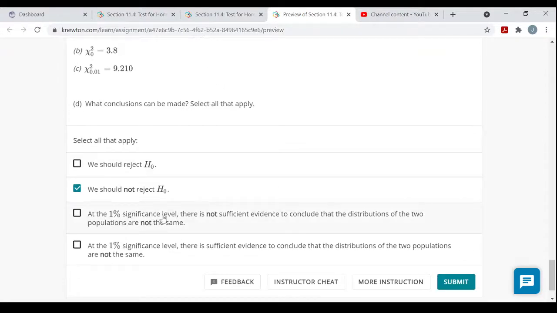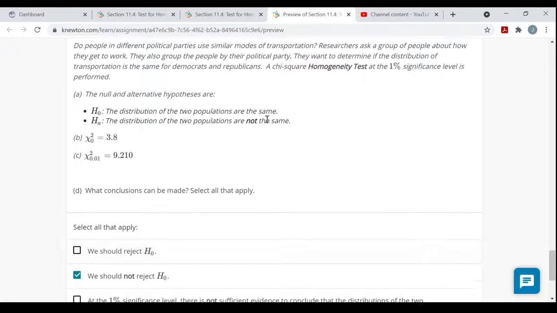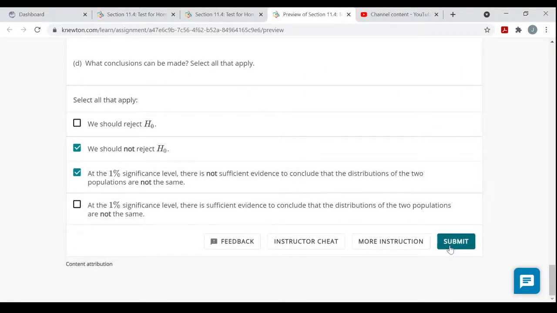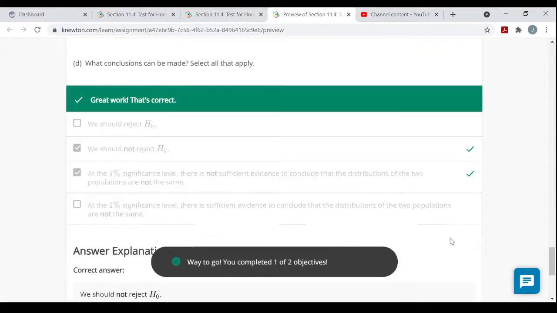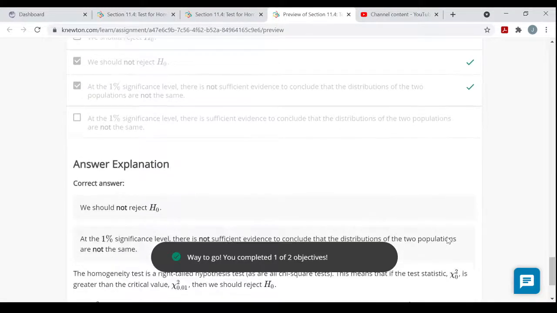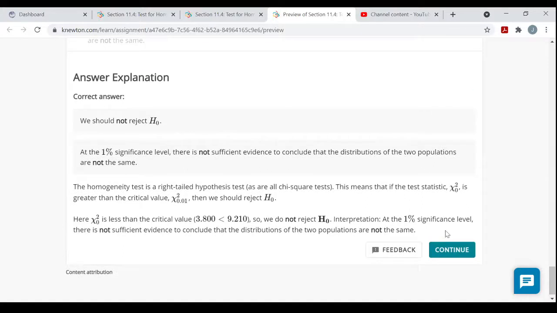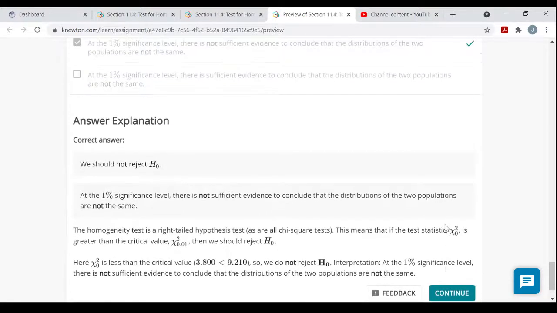So at the 1% significance level, there's not enough evidence to conclude the distributions are not the same, right? There's not enough evidence for this alternative statement. So I'm clicking that one. Okay. And as before, with most of the objectives where you have to complete the steps of a hypothesis test, if you go through a test slowly and surely and get everything right, it's probably going to be the only problem you'll have to do for that objective. So it's pretty nice.